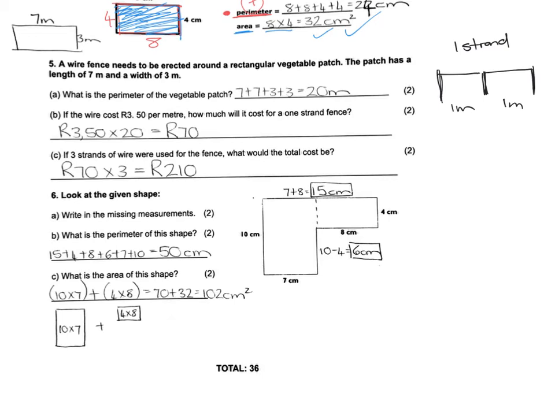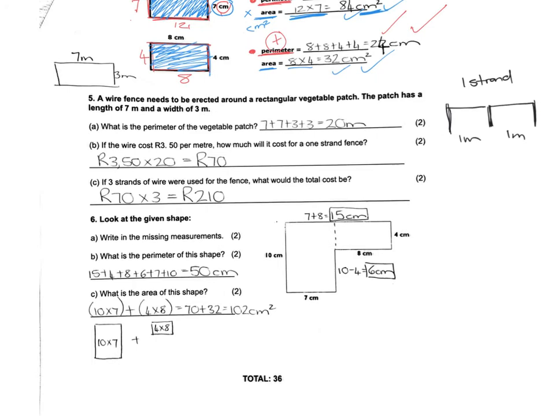The sum says a wire fence needs to be erected around a rectangular vegetable patch. So I draw the rectangle. This is what I draw up here. Look there. There I drew it just to help myself. The patch has a length of 7 and a width of 3. What's the perimeter of the vegetable patch?